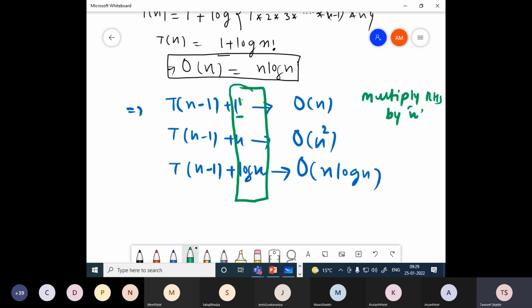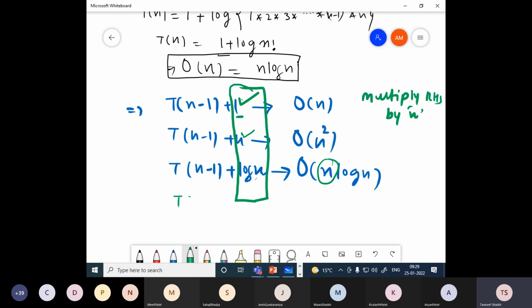Since here it is 1 on the RHS, multiply it with n and take big O. That's big O n. The second one here, it is n. Multiply it with n means n square, take big O. Here it is log n. Multiply it by n and take its big O, n log n.